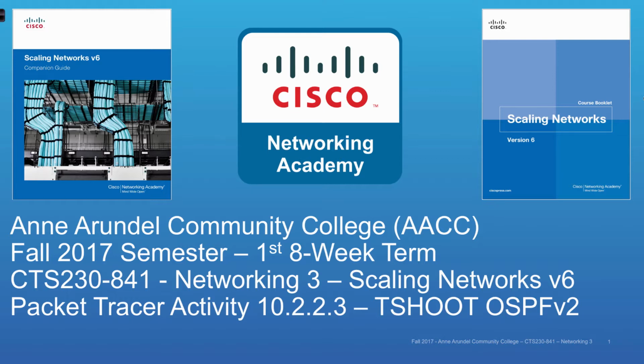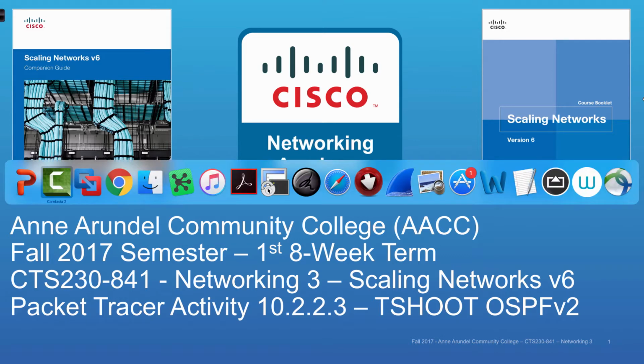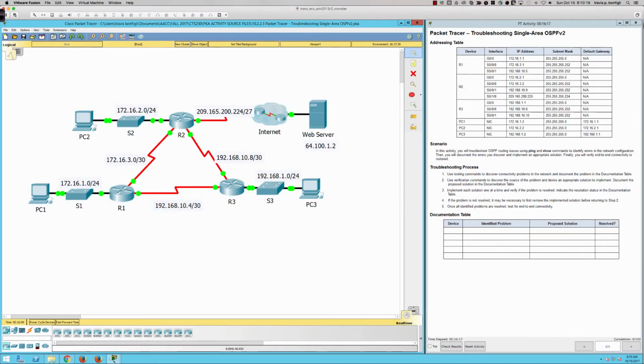This is the Networking 3, or the Cisco Networking Academy Scaling Networks version 6 course, and this morning's video tutorial and solution set is going to be on Packet Tracer Activity 10.2.2.3, where we're going to be troubleshooting single area OSPFv2. So let's go ahead and dive in and take a look at our topology here.